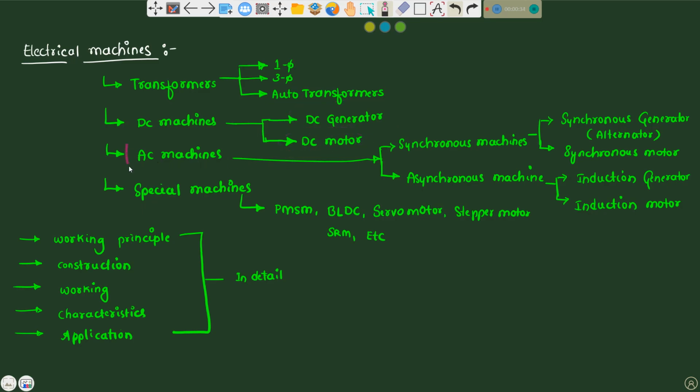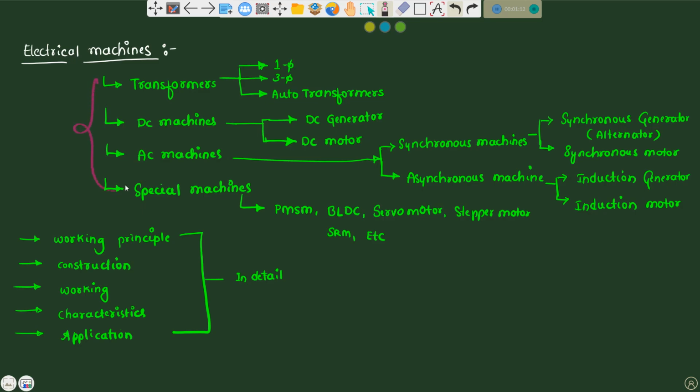In AC machines we are going to study the synchronous machine. Synchronous machines include the synchronous generator, that is the alternator, and the synchronous motor. Then we have induction machines, that is the induction generator and induction motor. Next we have special machines. In special machines we are going to discuss PMSM, that is permanent magnet synchronous machine, BLDC motor, brushless DC motor, servo motor, stepper motor, switched reluctance motor, etc.